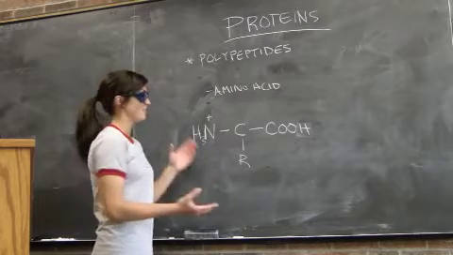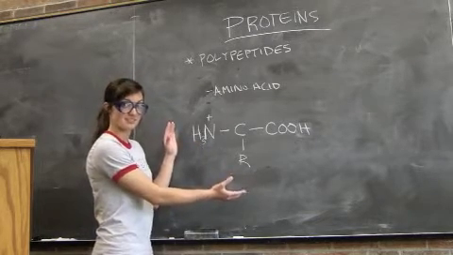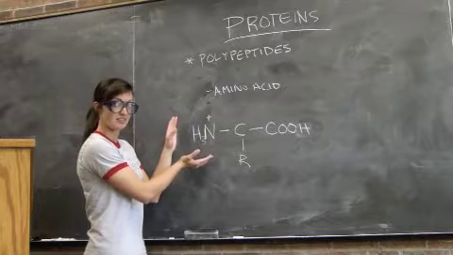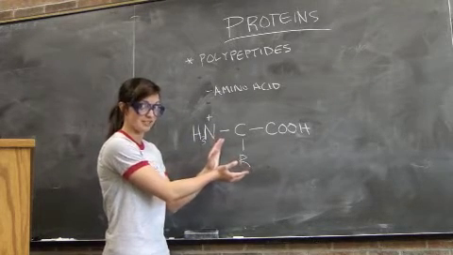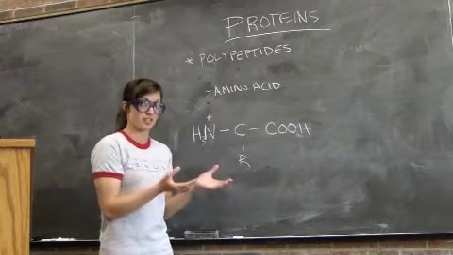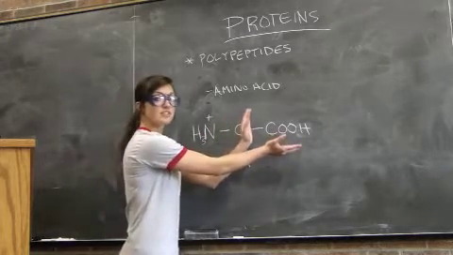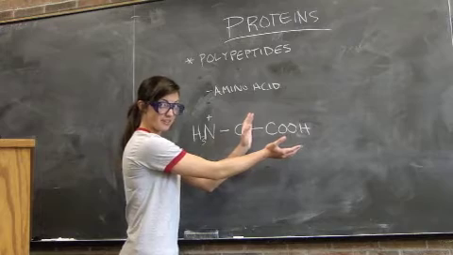Amino acids have a general form like this. You have an amine group right here called the N-terminus, an R group which varies between the 20 different amino acids, dictating their structure and their function, and you have your C-terminus, the carboxylic acid right here.